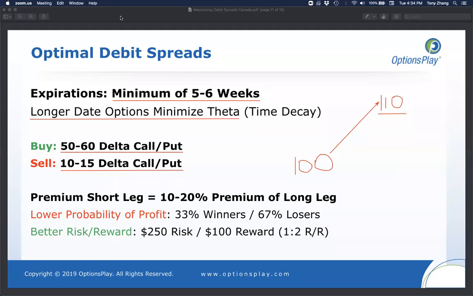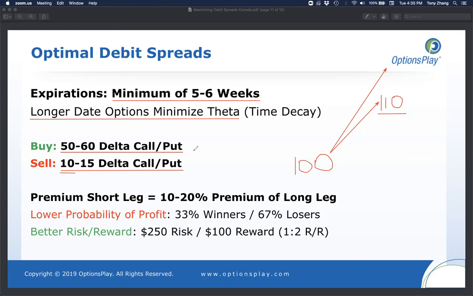So a 10 delta call refers to a strike price that has about a 10% chance of the stock reaching that price. When we say that the 110 strike has a 10 delta, that means there's only about a 10% chance that the stock will go from 100 to 110 by expiration or higher. So the higher you go, the lower the delta. And delta always uses probability to determine what the strike price is.